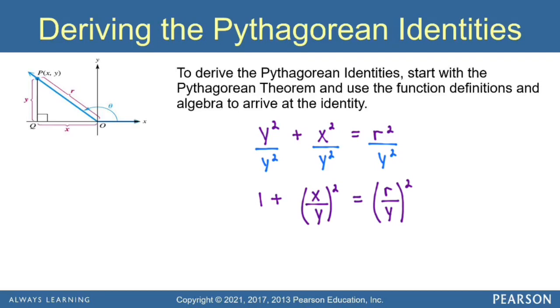And now we can change from our fractions back to our trig functions. So we have 1 plus, and then x over y is the cotangent function. So x over y all squared is cotangent squared theta, and then equals r over y squared, and we know r over y is the reciprocal of sine, so this is the cosecant function. So that equals cosecant squared theta. And there is our third Pythagorean identity.